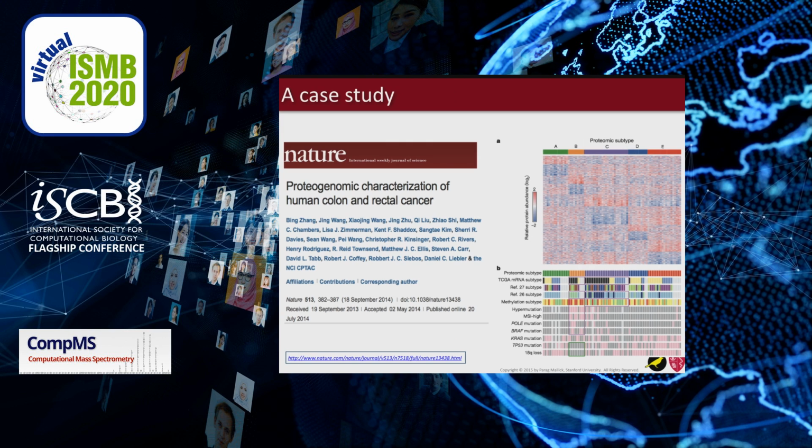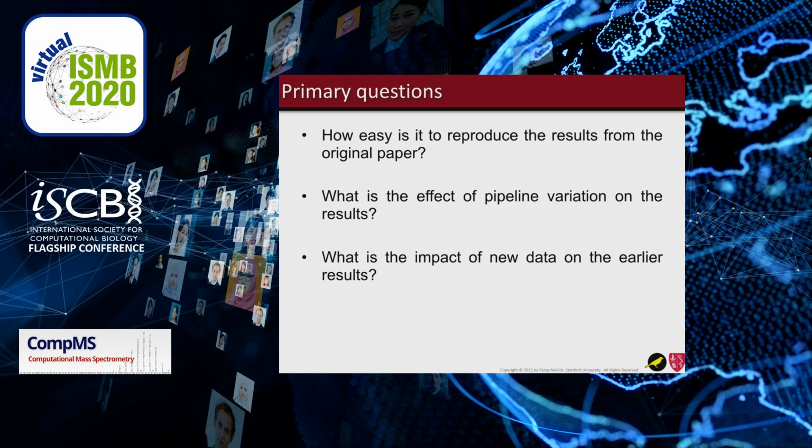To investigate the challenges in reproducibility, we attempted to reproduce Zhang et al.'s multi-omic study of colorectal cancer. This is a proteogenomic study across proteomics, transcriptomics, and genomics with data from TCGA and CPTAC. When we started the analysis, our initial questions were, can we reproduce the results from the paper? And how easy or hard is it to reproduce the results? Then, can we assess the sensitivity of the pipeline to the results? And like discussed earlier, the data is continuously growing. So how does the new data impact the results?